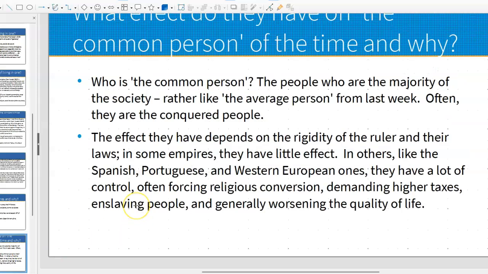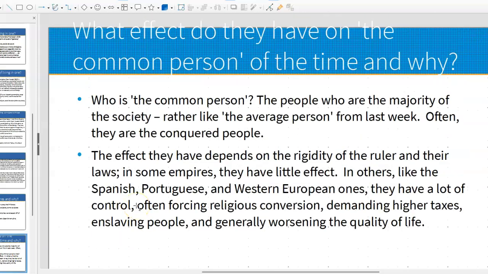All right, so what effect do they have on the common person of the time and why? Which requires, again, addressing who is the common person. And as with the discussion last week, the common person is more likely to be the average person, that person who's in the majority of the society, and still, even into the 1600s and 1700s, it's going to be someone involved in agriculture, someone involved in the production of goods somehow.